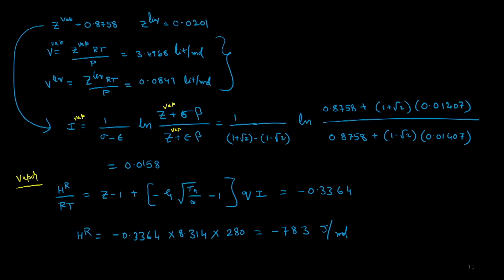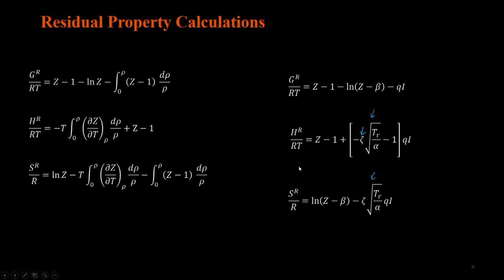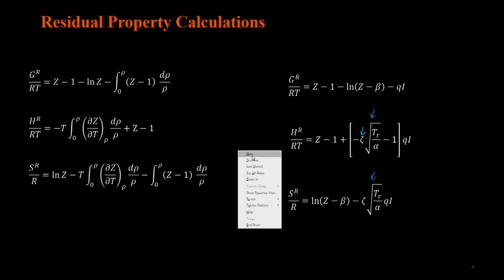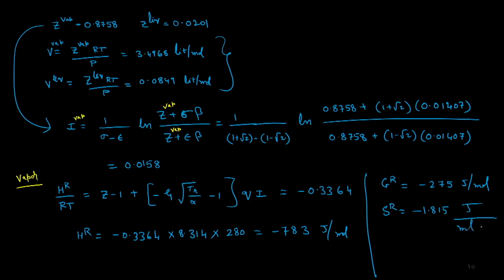I can do a similar exercise, use the expressions for GR over RT, right? As in this slide, I can use the expressions for GR over RT or SR over R and then calculate the other thermodynamic residual values if need be. But this would be the general procedure. Just for your reference, the values I have for GR are negative 275 joules per mole and SR is negative 1.815 joules per mole Kelvin.